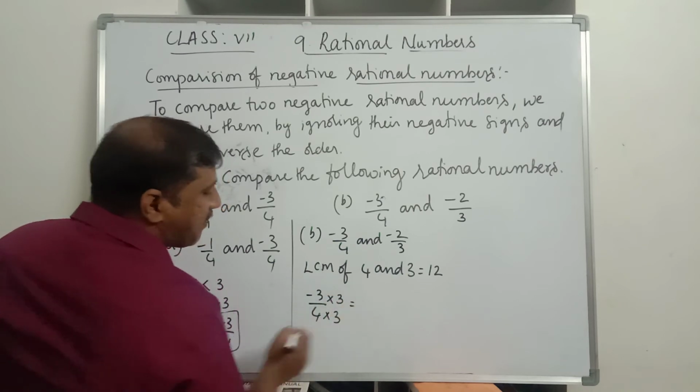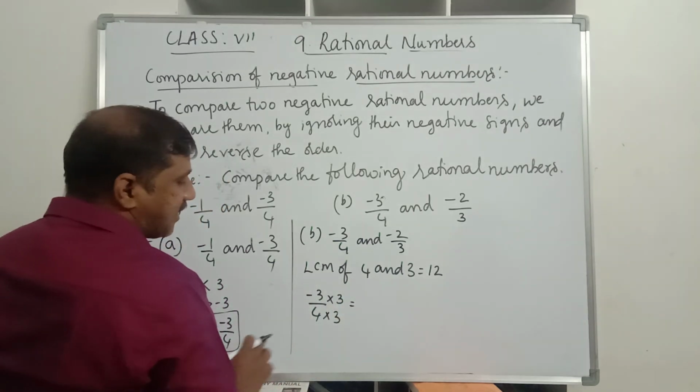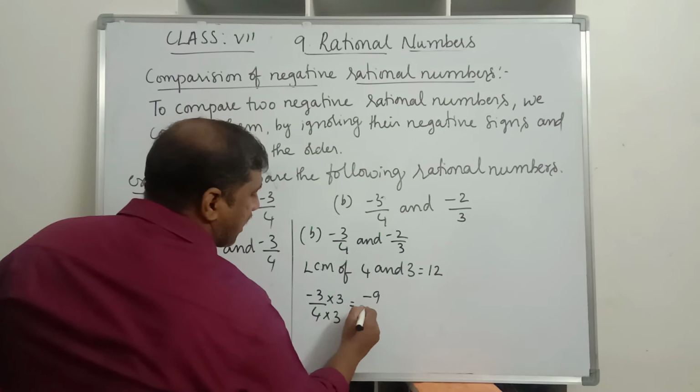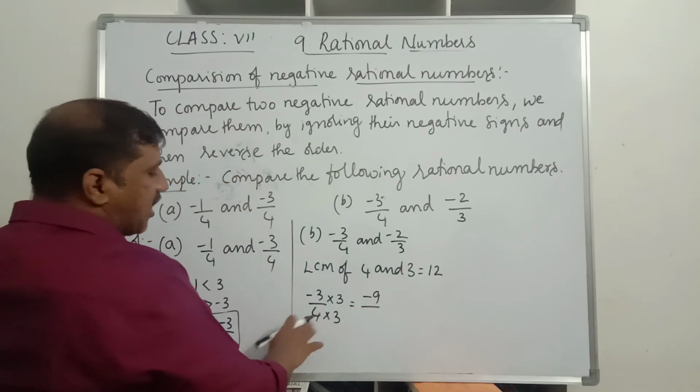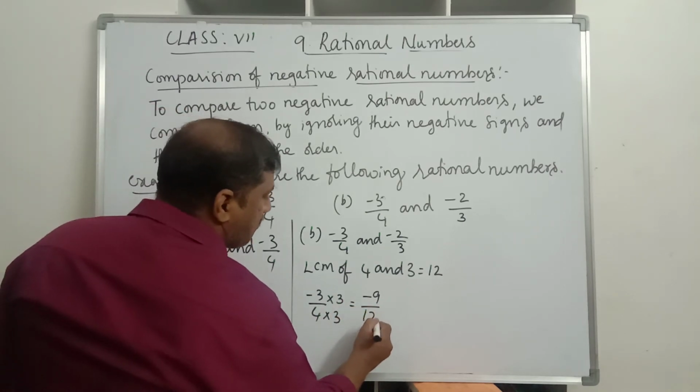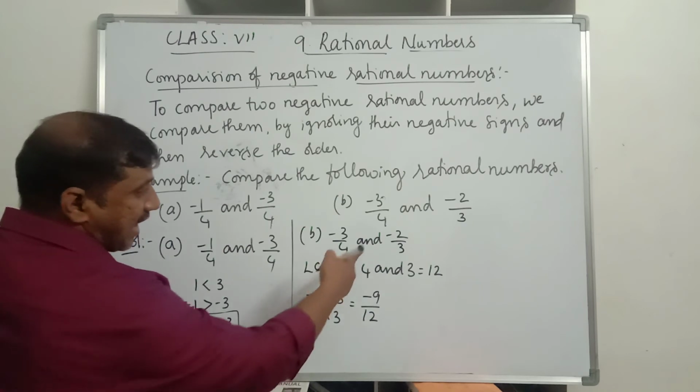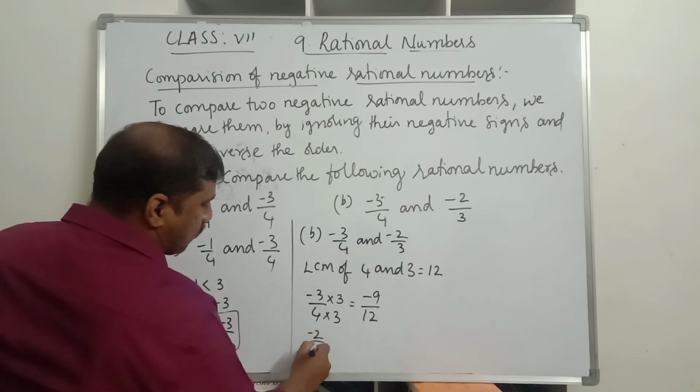3 is also multiplied with 3. Minus into plus, it is minus. 3 into 3, it is 9. Divided by 4 into 3, 4 3s are 12. Minus 9 by 12. The second fraction, it is minus 2 by 3.